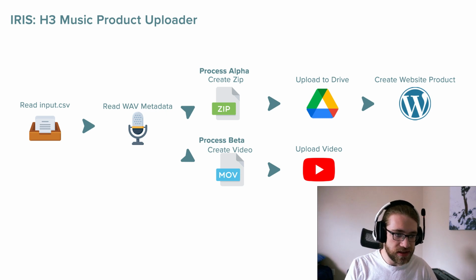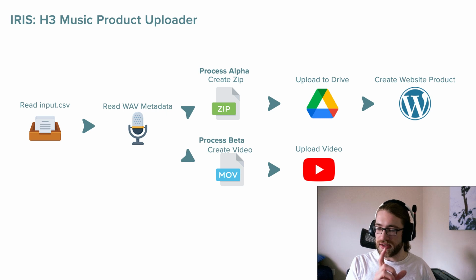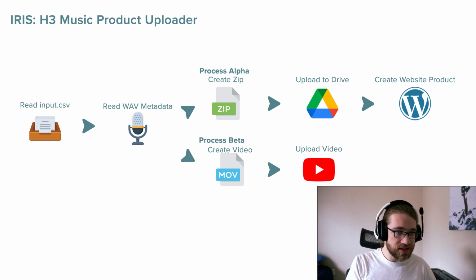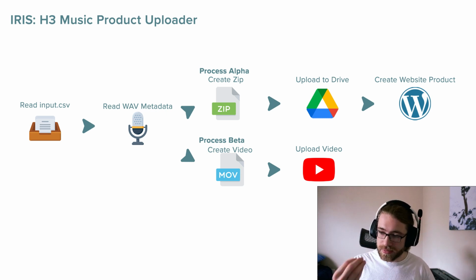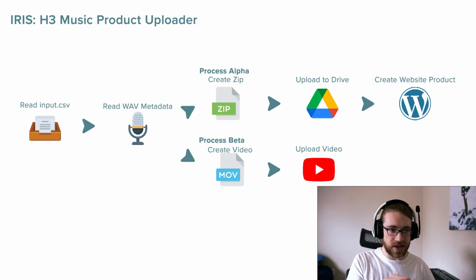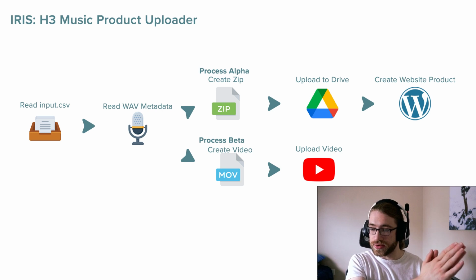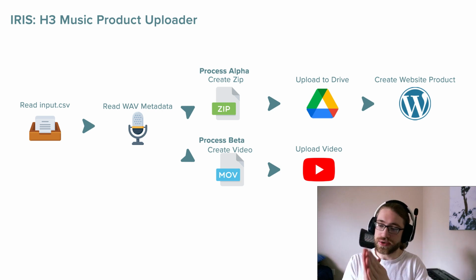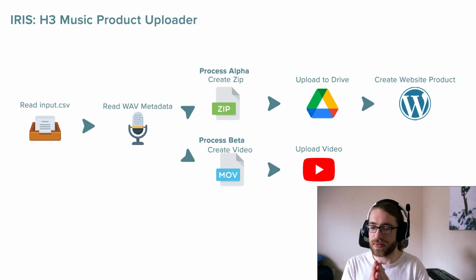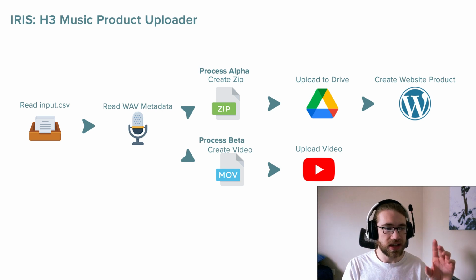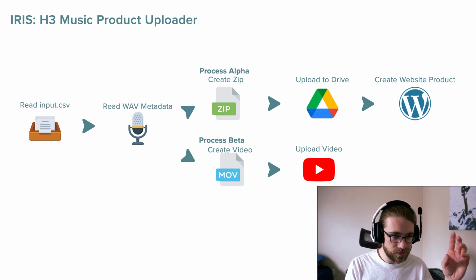The alpha process is used to create a zip file, upload the zip file, the WAV file, the MP3, and the artwork, upload all of that stuff to Google Drive, and then create the website product on WordPress and WooCommerce with that information. The links to Google Drive and all are required to create that WordPress WooCommerce product. That all takes place in process alpha.